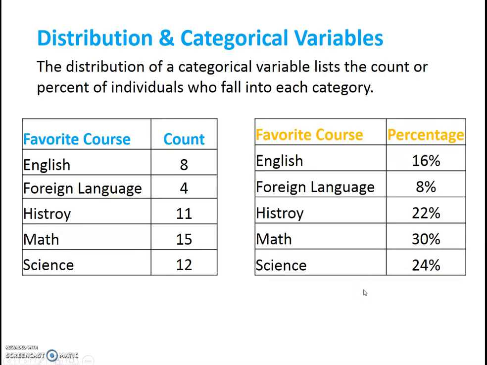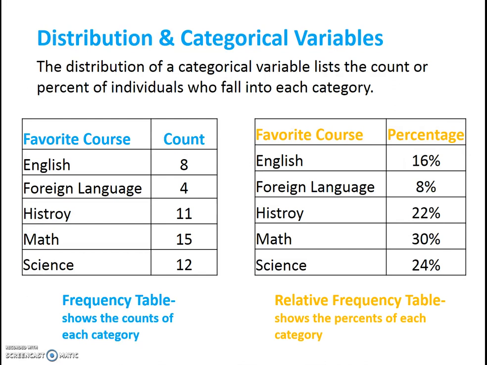Now, these distributions have more particular names. The one on the left is called a frequency table. Frequency is just another name for the counts of each category. And then the one on the right shows you the relative frequency table. Relative frequency shows percentages for each category. And the way that we found those percentages was by adding up the counts and dividing each count by the total and then converting it to a percentage. Now, if you have categorical data, you can display it in either a frequency table or a relative frequency table.